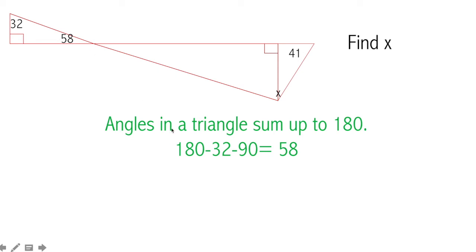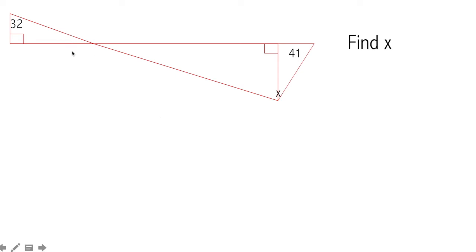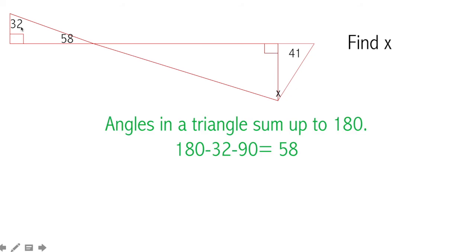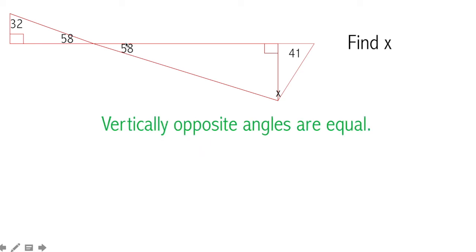So the first thing that looked easiest in the previous question was finding this, because we already have a 90-degree angle and a 32-degree angle here. So we know that angles in a triangle sum up to 180 degrees, so we could pretty easily find that one, which was 58 doing the math. The second thing I could realize is, hey, I can fill this next, right? So that's what I'm going to do. Vertically opposite angles are equal, so this has to be 58.